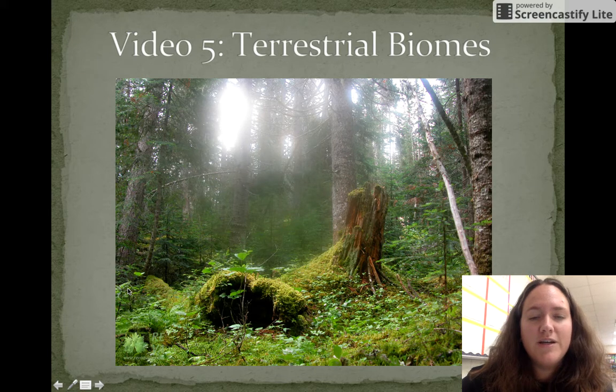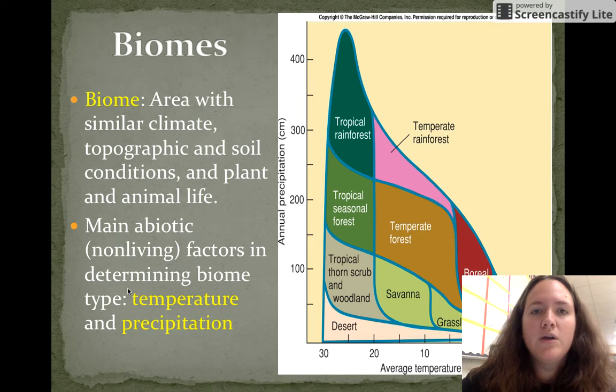Hi guys, welcome to AP Environmental Science Video 5. It is on terrestrial biomes. So a biome is an area that has similar climate, soil, plant, and animal life.